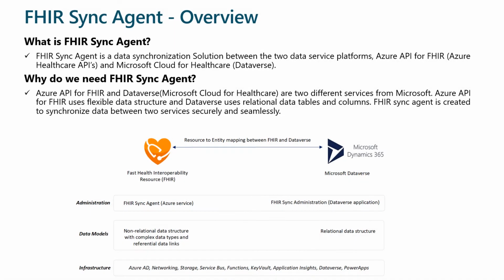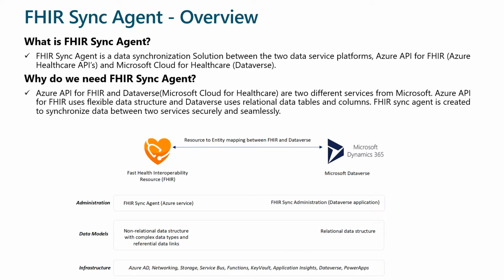In this first part, we'll start with the FHIR Sync Agent overview. What is FHIR Sync Agent and why do we need it? FHIR Sync Agent is a data synchronization solution between two data service platforms, Azure API for FHIR and Microsoft Cloud for Healthcare. Please note that Azure API for FHIR is a part of Azure Healthcare APIs. And for the context of this FHIR Sync Agent talk, we would be referring to it as Azure API for FHIR or FHIR service. And Microsoft Cloud for Healthcare backend is Dataverse.